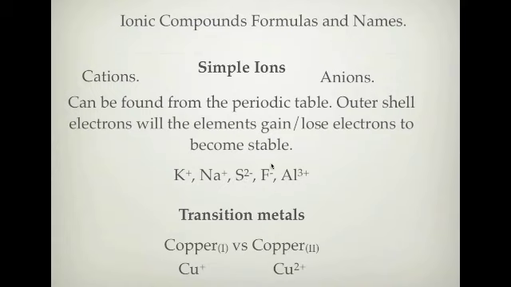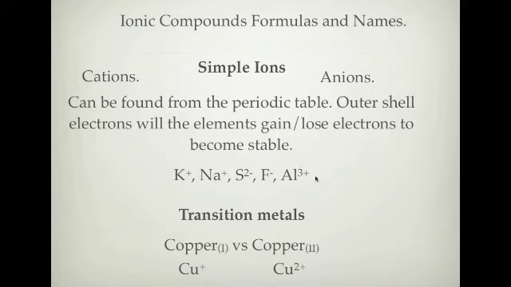Fluorine is actually found in group 7. It's a halogen, and it will have 7 electrons in the outside shell. To become stable, to make 8, it will gain 1 electron and become F-. So it will become that negative charge because it's gained that 1 electron it needed to become stable.